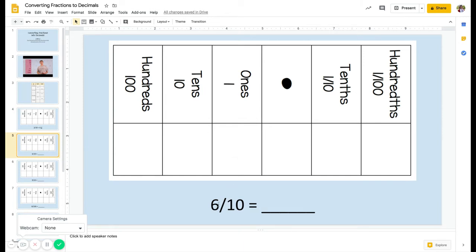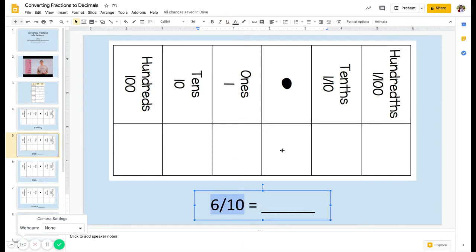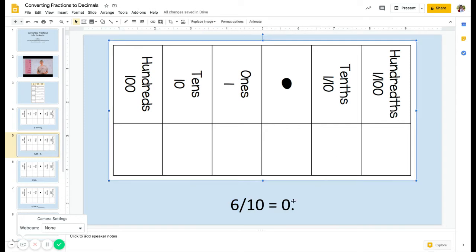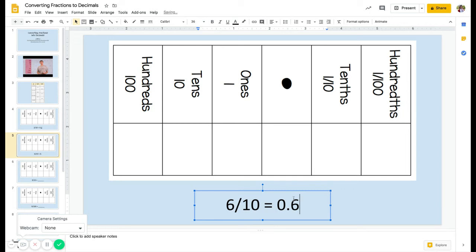Looking at my next one, I have 6 tenths. So I still don't have any whole numbers yet. So I have 0 and, my decimal point says and, and I have 6 in the tenths place value. So I would write it like this. That is 0 and 6 tenths. Or you could just say it like 6 tenths. You don't necessarily have to say the 0 and.